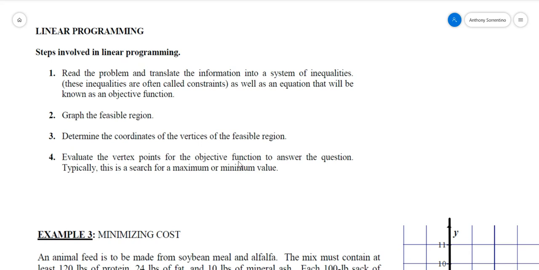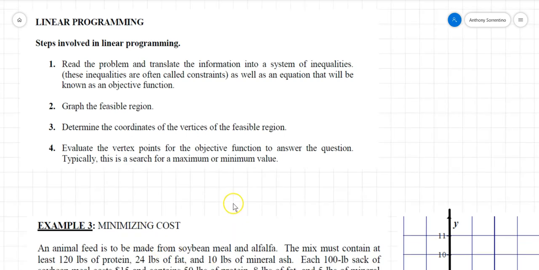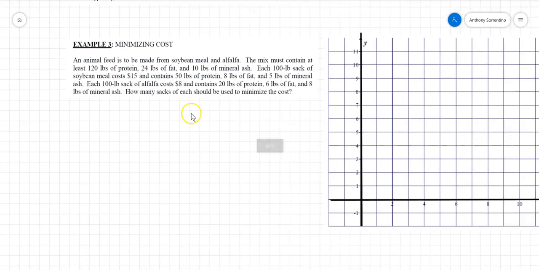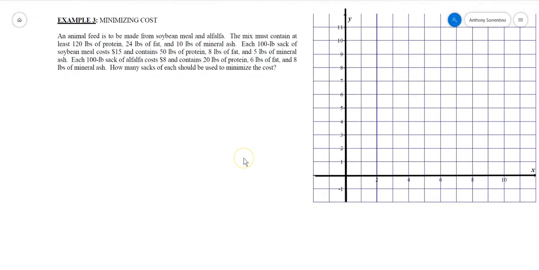So let's have a look at this example down here on minimizing cost, and we'll see how to go about doing this. I'm going to zoom out just a tad. So an animal feed is to be made from soybean meal and alfalfa. The mix must contain at least 120 pounds of protein, 24 pounds of fat, and 10 pounds of mineral ash. So it's these levels of protein, fat, and mineral ash that's going to be defining our constraints.